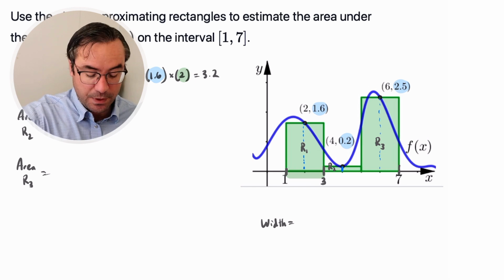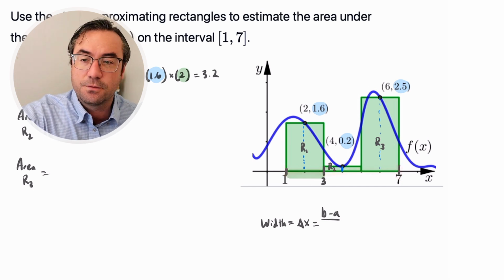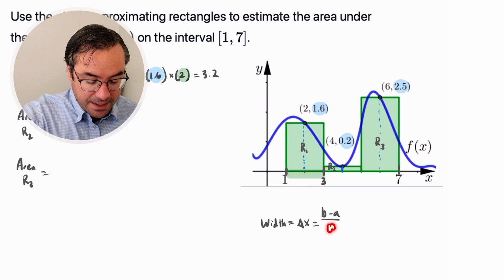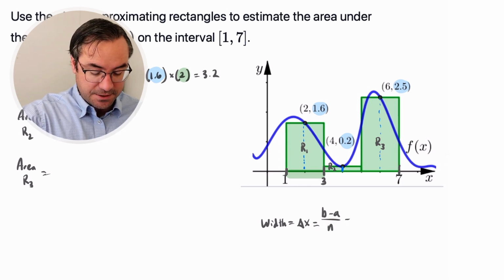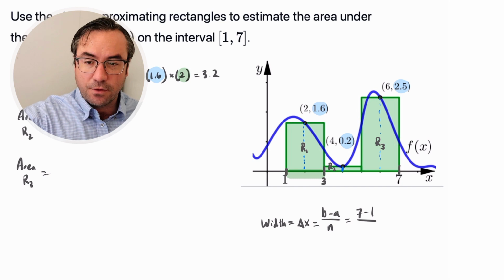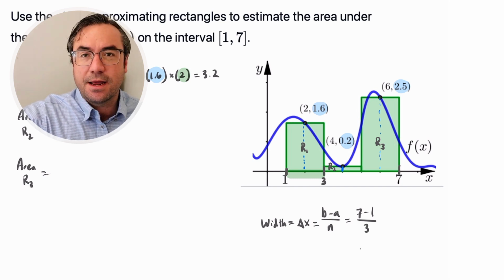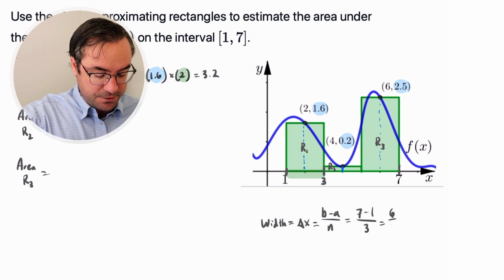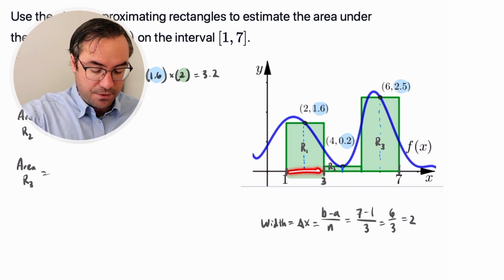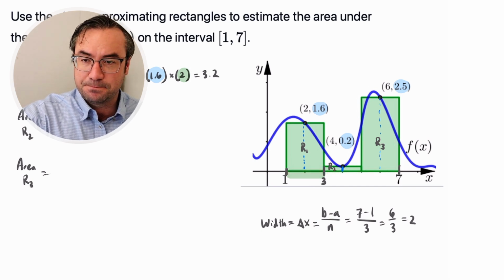A lot of times we call the width delta x. And it's really the length of the entire interval, going from 1 to 7, divided by the number of rectangles that we want to use. So in our case, it's 7 minus 1. That's the length of our main interval. And we wanted to use 3 rectangles. So if we calculate this, we get 6 over 3, which is 2. And that's what the width of each of these rectangles is.